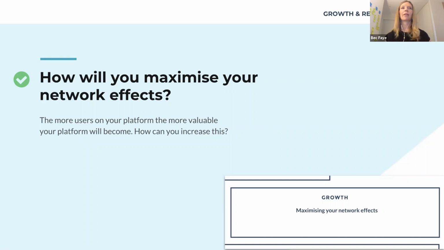And how will you maximize your network effects? The more users on your platform, the more valuable your platform will become. So what strategies do you have in place to manage and maximize your network effects?